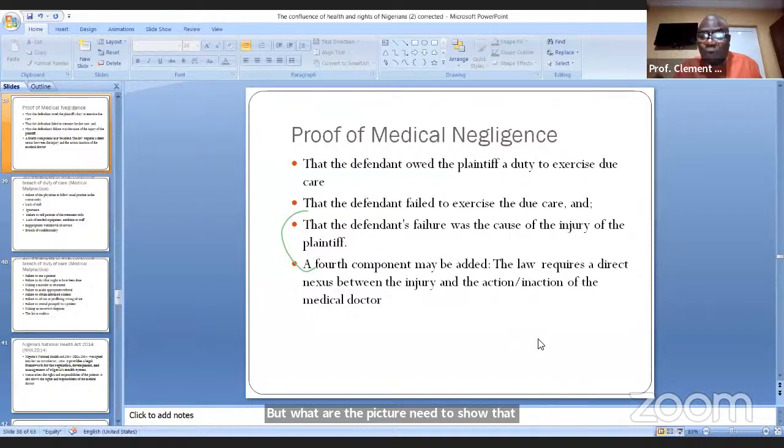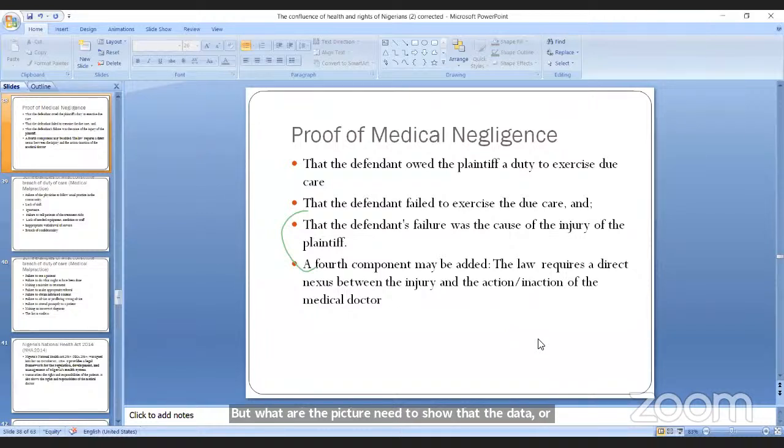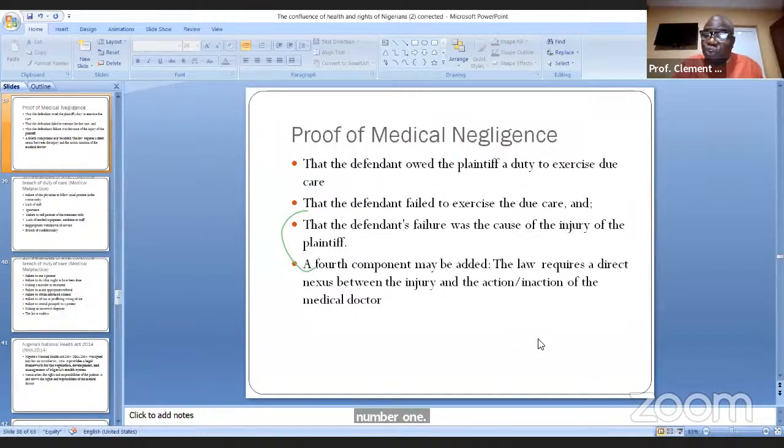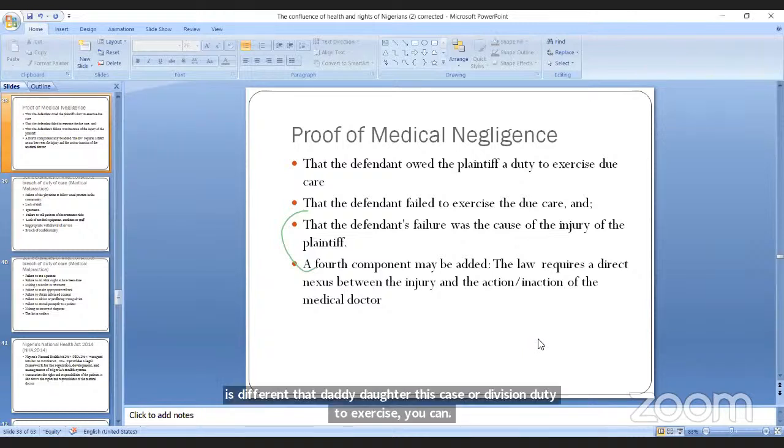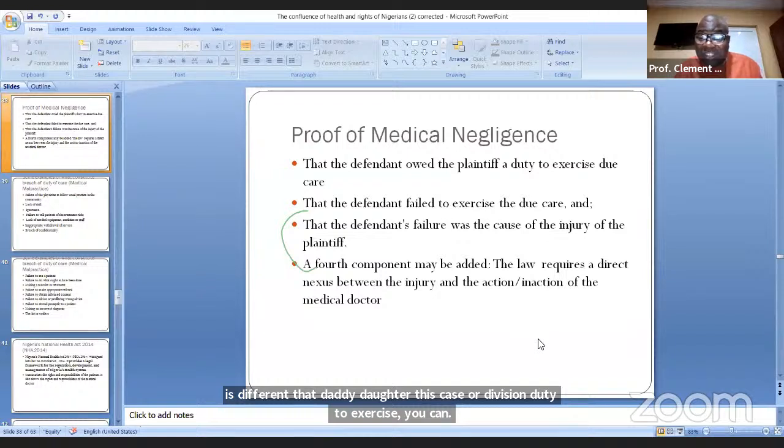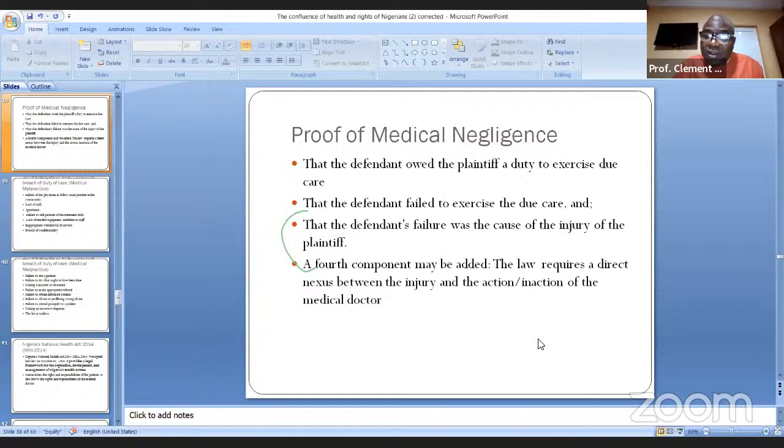There are three things a fault may be added. Number one, that the defendant, the doctor in this case, owed the patient a duty to exercise due care. Number two, that the defendant failed to exercise the due care that he ought to exercise. Number three, that the defendant, that's the doctor now, the failure to exercise the due care resulted in injury to the patient.